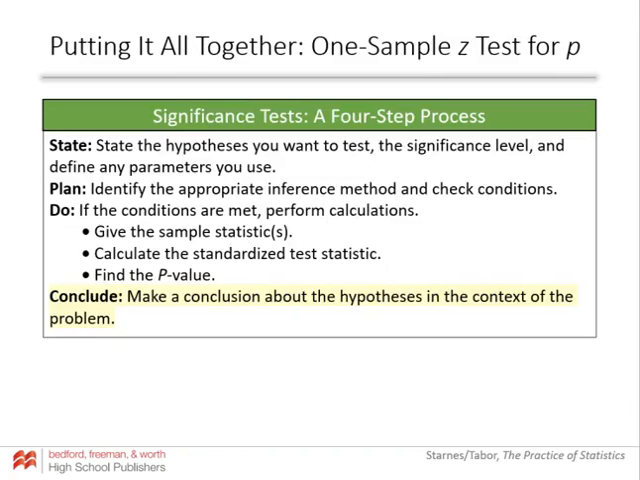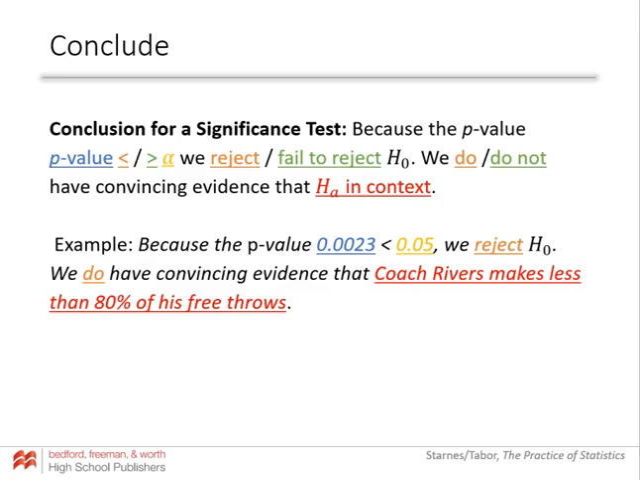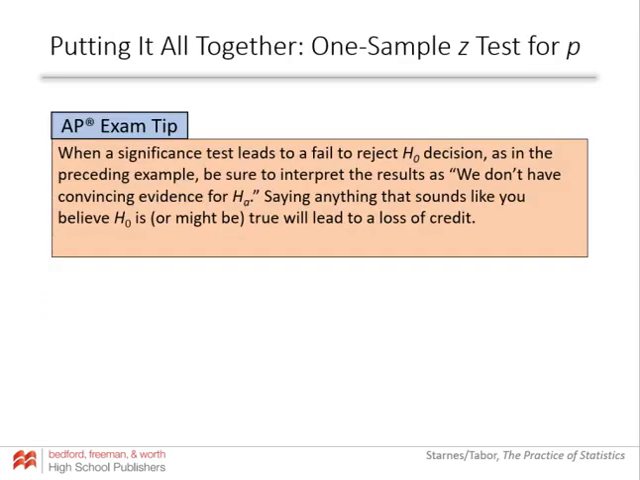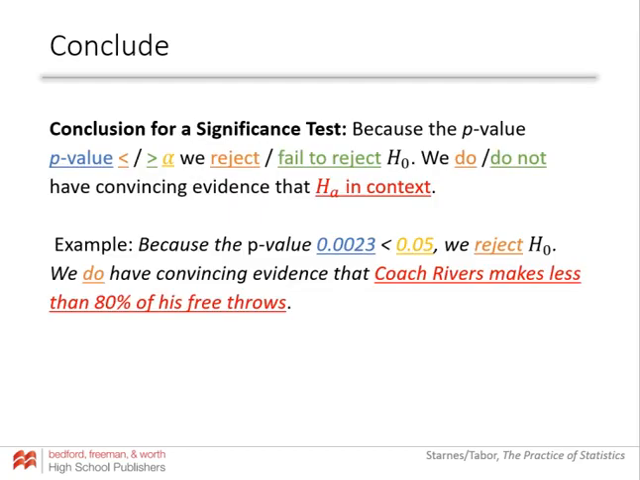Okay, and then the last step is conclude. All right, and we're going to use that conclusion sentence that we talked about in 9.1. Okay, so because the p-value is less than or greater than, whatever it is, our alpha, in this case it's less than, we're going to reject or fail to reject the null hypothesis, and then we do or do not have convincing evidence that whatever your alternative hypothesis is. Okay, super important note here. This did not happen in this case. In this case, we rejected.